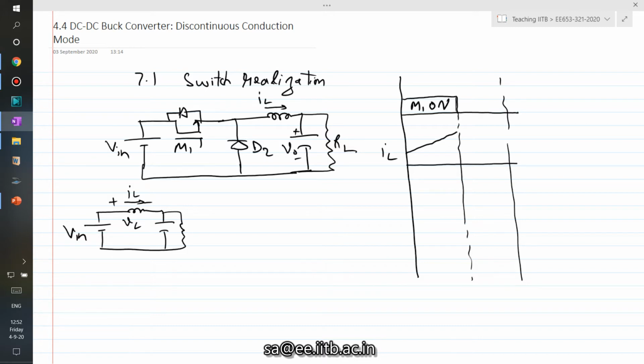And when M1 is off, M1 is open, so current cannot flow through D1, because D1 is connected the other way around. So the only path for the inductor current to flow through is D2. Since current cannot be interrupted instantaneously, D2 would get forward biased, and current would flow through D2 to the output capacitor.